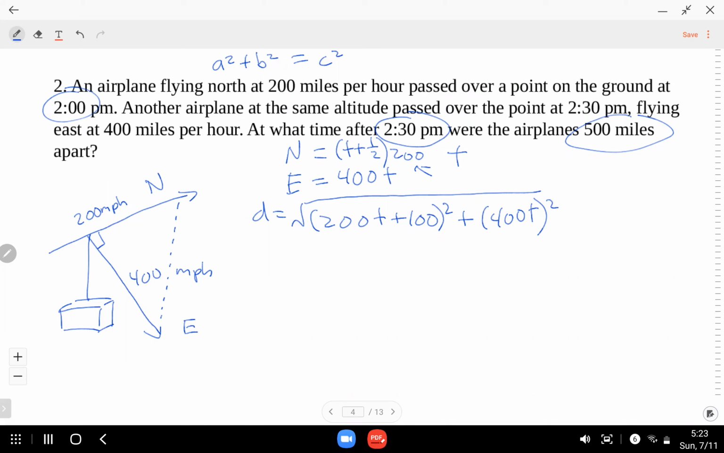Oh, and common mistake here, kids. Actually, I'm a kid too, so that didn't make sense. All right, common mistake here is don't square 200t and 100 separately. This is 200t plus 100 times another 200t plus 100. So if you're trying to solve this, don't make that mistake, and your answer will be smaller than what it's supposed to be.